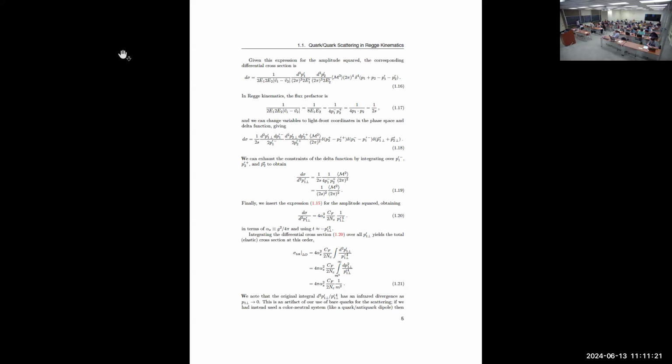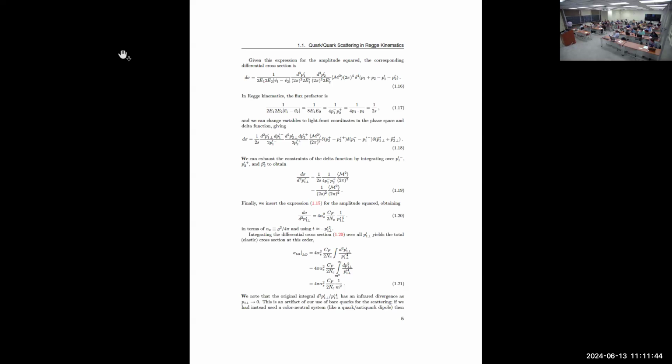The factor S squared in the numerator canceled against 2 factors of the energy in the denominator. So 2E1, 2E2 is basically 2S. That cancels 1 factor of S. E1 prime times E2 prime is also basically S. That cancels the other factor of S. So I end up with just 1 over T squared for the overall scale.